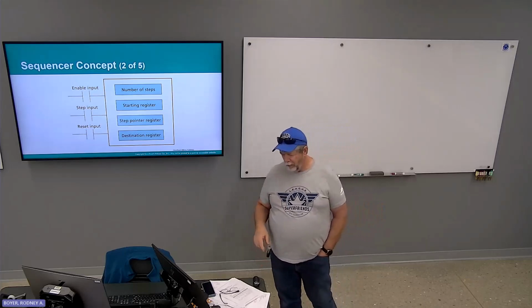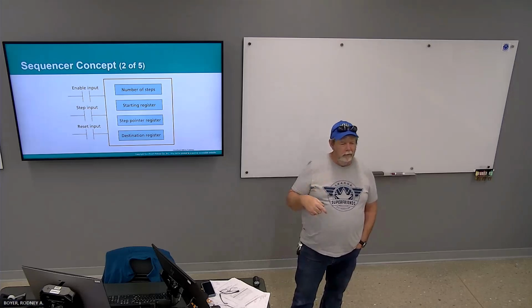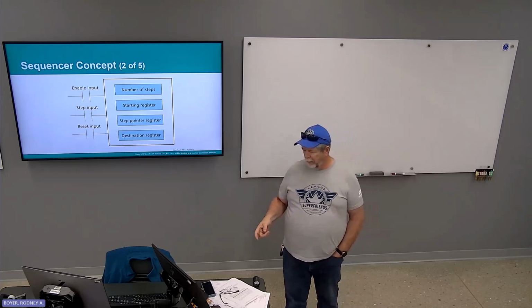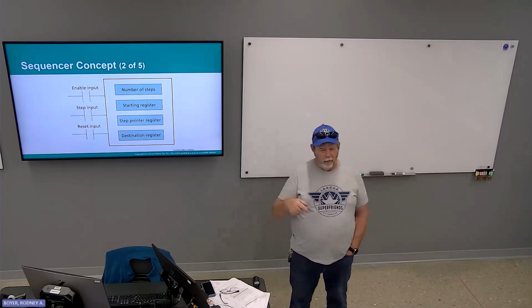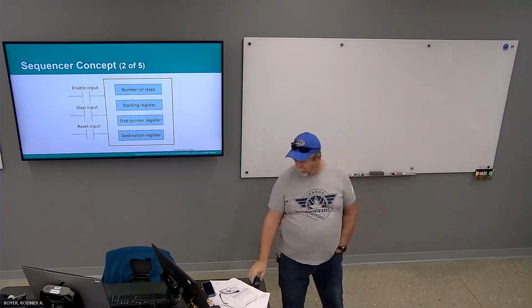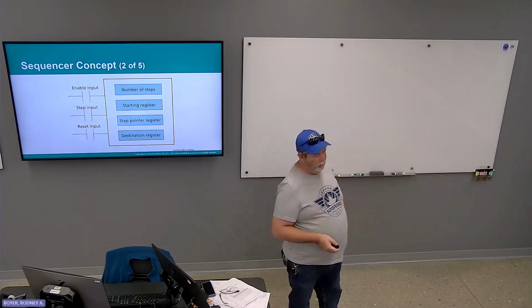The step pointer keeps track of where in the sequence it is, so whether it's on step 3 or step 25 or whatever it is. And then the destination is where you're writing the information that you're pulling out of the source register. Typically, that would be an output register.